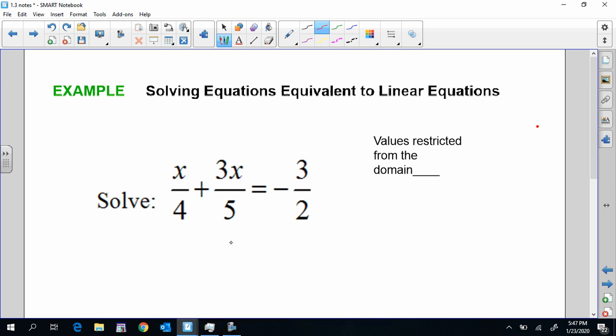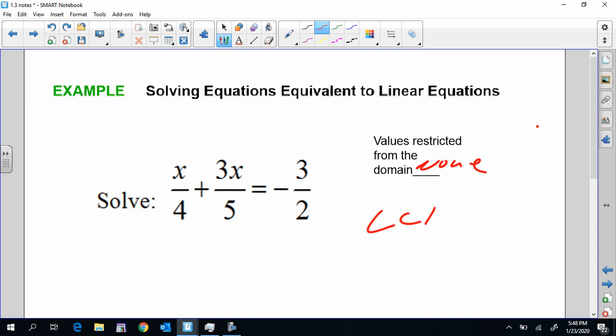Right here, clearing fractions. Are there any restrictions in this equation? Some say zero. No. There's no place to make the denominator become zero. You're only replacing x in the numerator with values, so there are no restrictions from the domain. It's important when you see the fraction bar that you start thinking, are there restricted values? In this case, there's none.